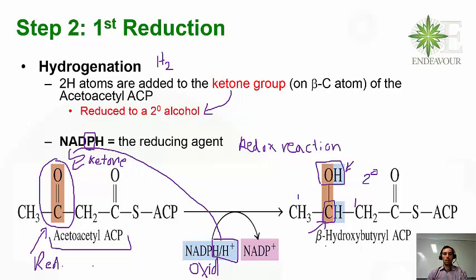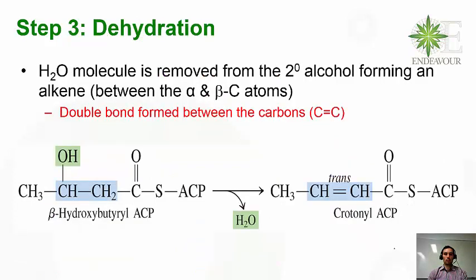So now that we've created our beta-hydroxybutyryl ACP, we can undergo our third step of the lipogenesis cycle. And this is where we perform a dehydration reaction.